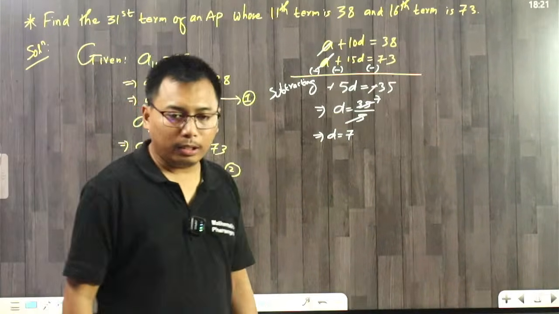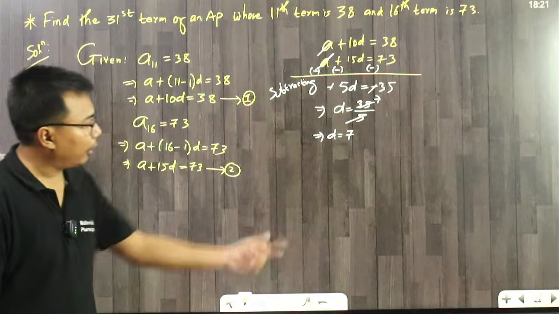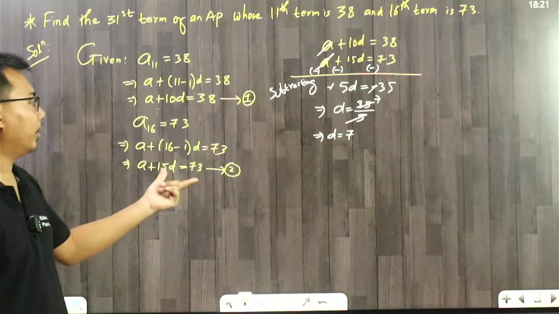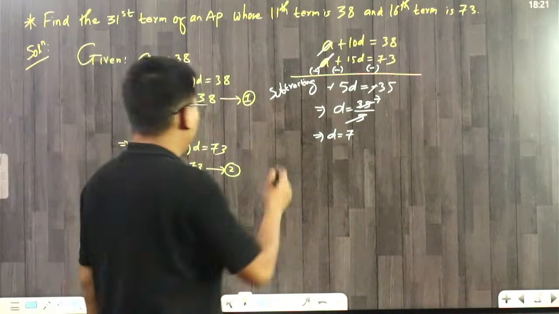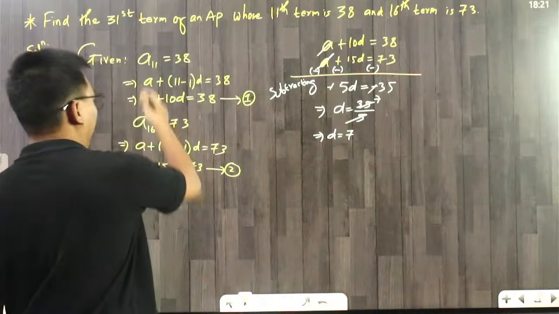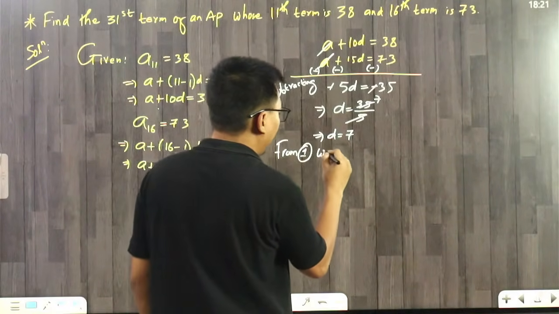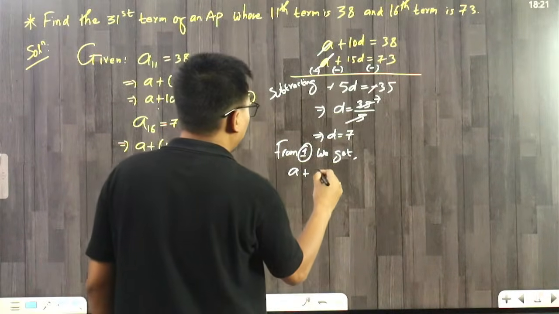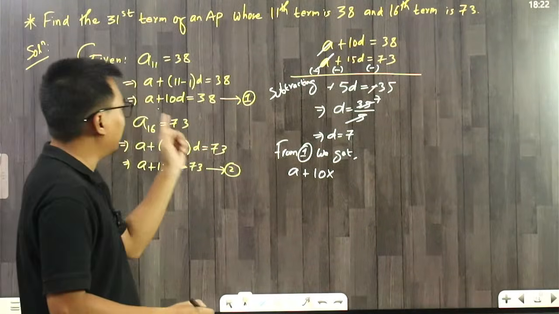Now the only thing that we need is the value of a. And how do we find a? By substituting the value of d in either equation 1 or equation 2. It's up to you whether you want to substitute in equation 2 or equation 1. Okay, I'll substitute in equation 1. From 1 we get a plus 10d is equal to 38.